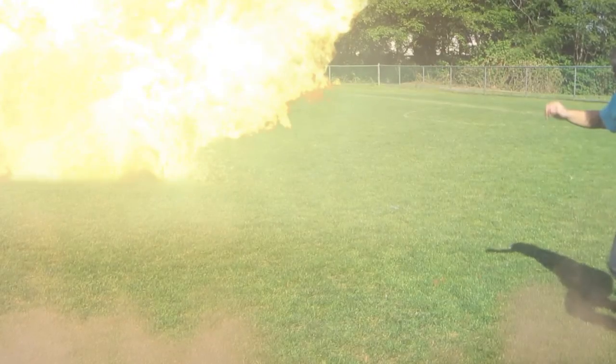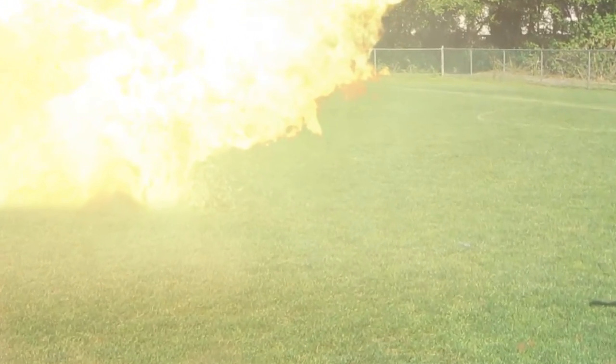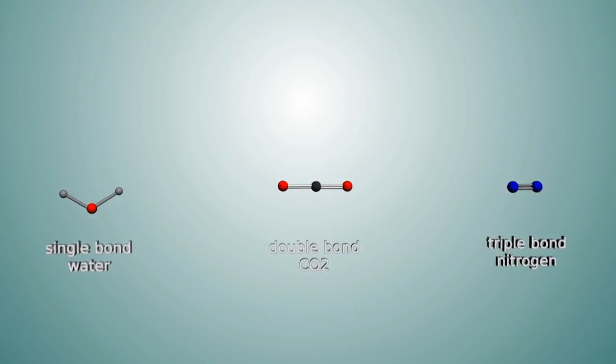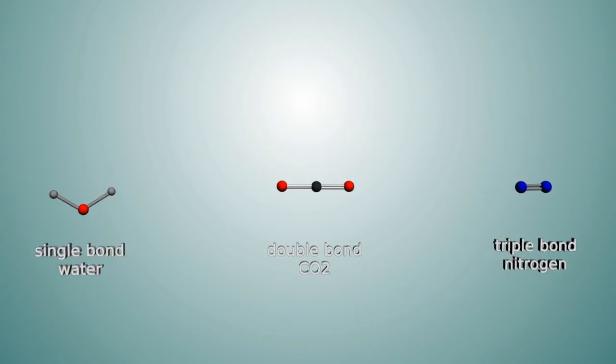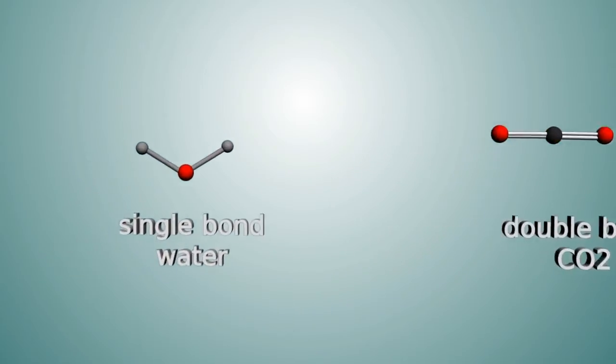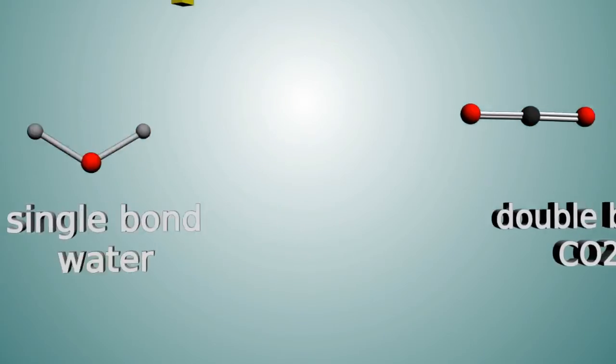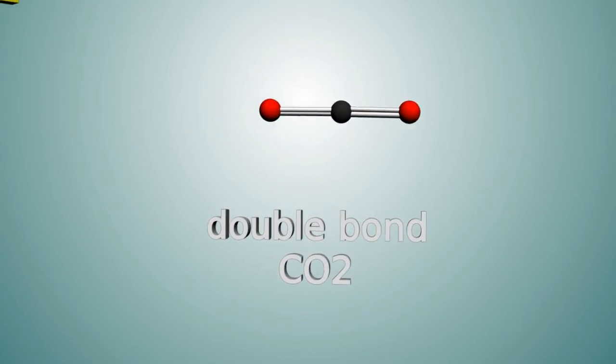In explosions like this, a tremendous amount of energy is released very quickly. Where does the energy come from? It comes from chemical bonds. Breaking bonds requires energy, while forming bonds releases energy. The more electrons are shared, the stronger the bond is. Single bonds are the weakest, while triple bonds are the strongest.